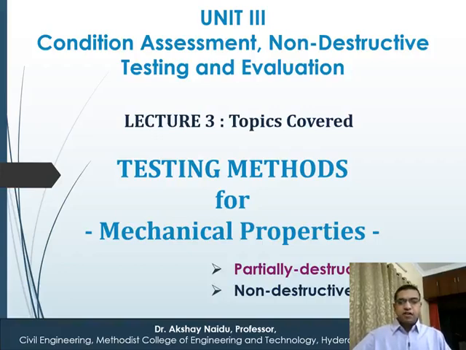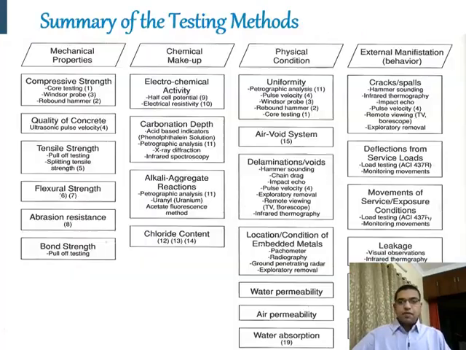There are two types of testing methods for mechanical properties of concrete. One is partially destructive tests and the other one is non-destructive tests. Yeah, partially destructive tests and non-destructive tests. So this is the summary of the testing methods. This classification we have already discussed.